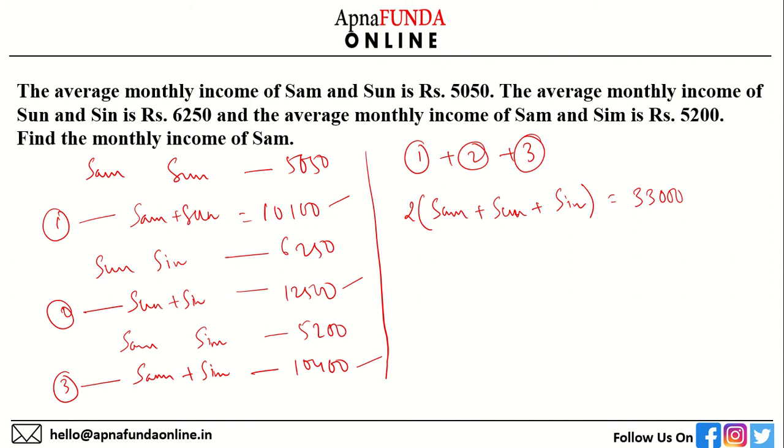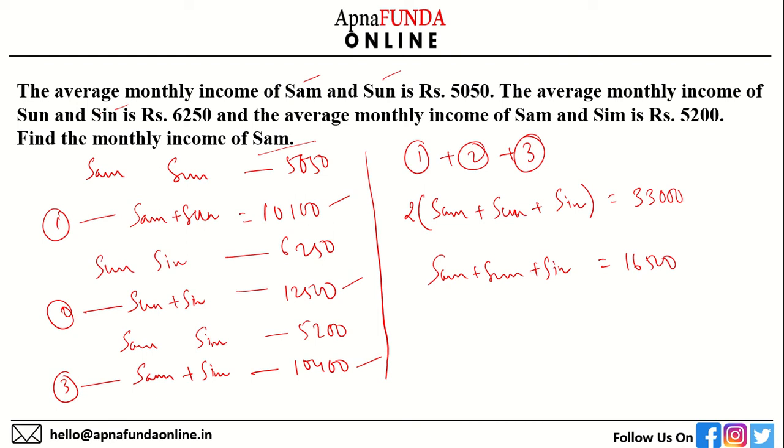Because when you add all these three equations, there are twice that Sam is referred, twice that Sun is referred, and twice that Sin is referred. Correct? So, can I say that Sam plus Sun plus Sin is equal to 16,500? We need to find the monthly income of Sam.